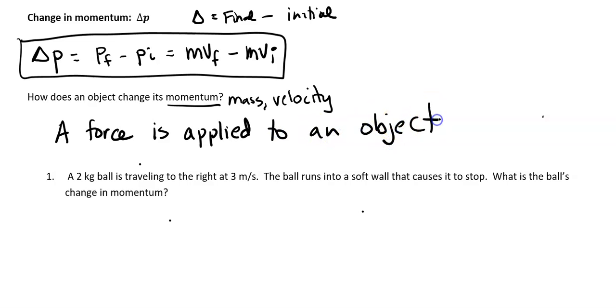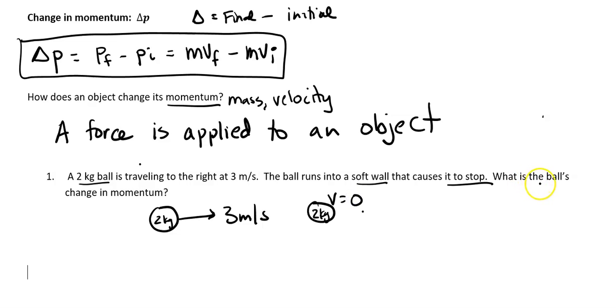Cool. So let's go ahead and do one problem involving change in momentum. And always, I like writing down my givens because it helps me avoid silly mistakes, or drawing a picture. So we have a 2 kilogram ball that is traveling to the right at 3 meters per second. The ball runs into a soft wall that causes it to stop. So here it is now, causes it to stop. I know the velocity is 0. So we want the ball's change in momentum.